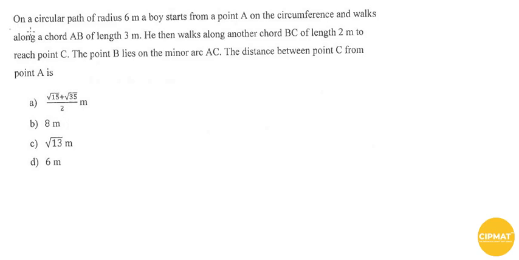Alright, so this question says on a circular path of radius 6 meters, a boy starts from point A on the circumference and walks along a chord AB of length 3 meters. Then he walks again in another chord BC of length 2 meters to reach point C, and point B lies on the minor arc AC, and we need to find out this distance AC.